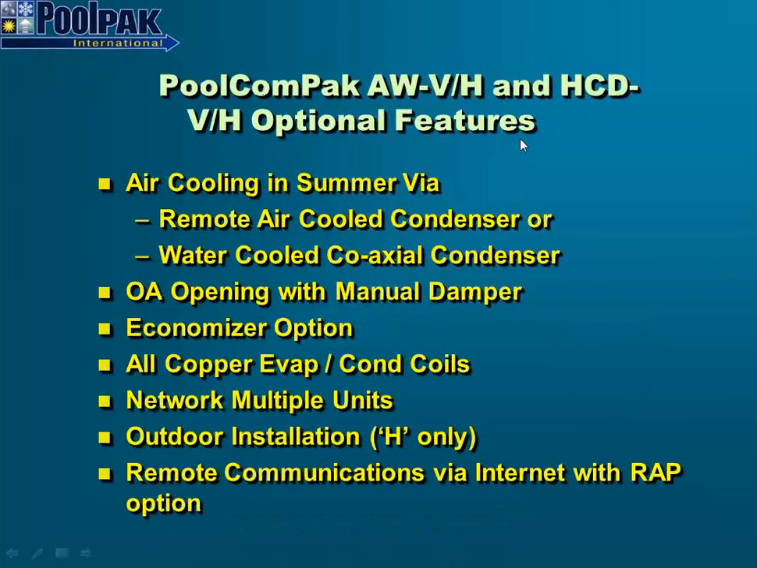Here are some of the optional features of the Pool Compact. To accomplish heat rejection, we can either reject heat to a remote air-cooled condenser or to a water-cooled coaxial condenser, and that's our pool heater. Outdoor air on the top of the horizontal units is controlled or adjusted by using a manual damper. The economizer option would just be a pair of dry contacts on the PoolPak unit, and that can control your field fabricated, installed, and supplied dampers and actuators.